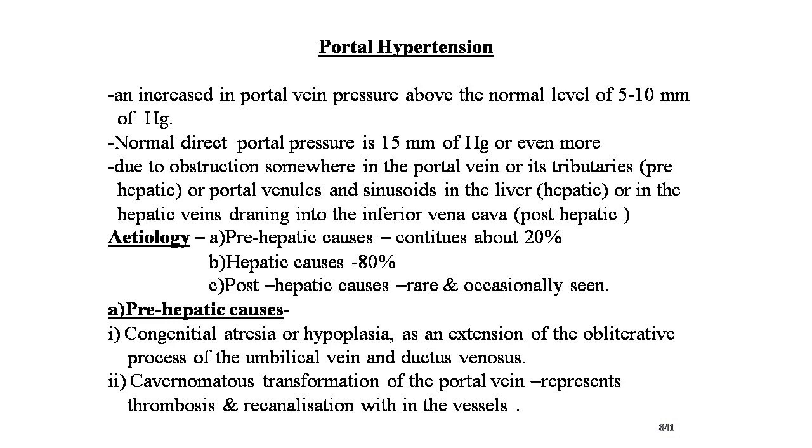Now the etiology. Pre-hepatic causes constitute about 20%, hepatic causes constitute 80% and post-hepatic causes are rare and occasionally seen. Now pre-hepatic causes. Congenital atresia or hypoplasia as an extension of the obliterative process of the umbilical vein and ductus venosus. Another cause is cavernomatous transformation of the portal vein, which represents thrombosis and recanalisation within the vessels.